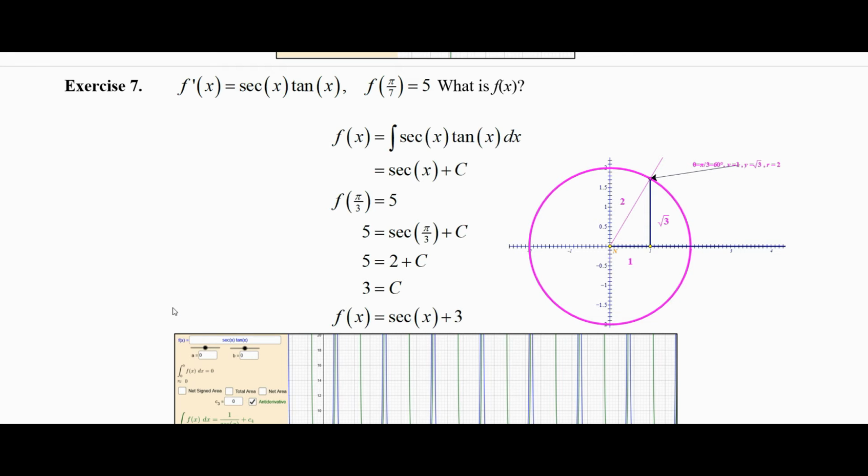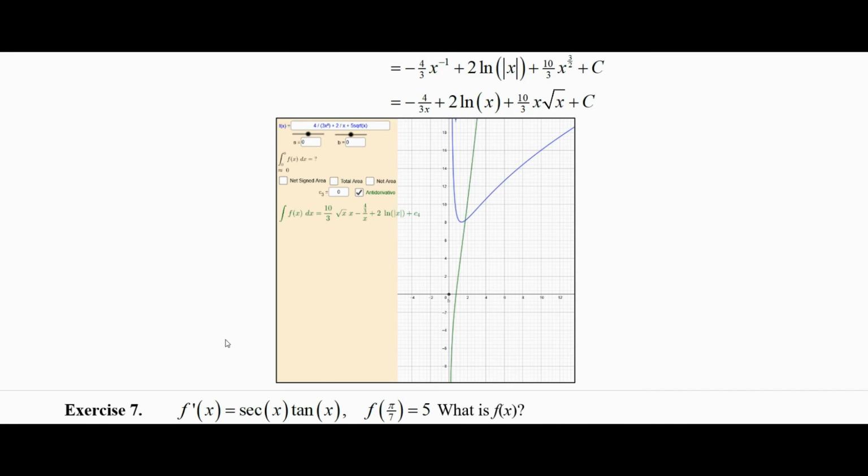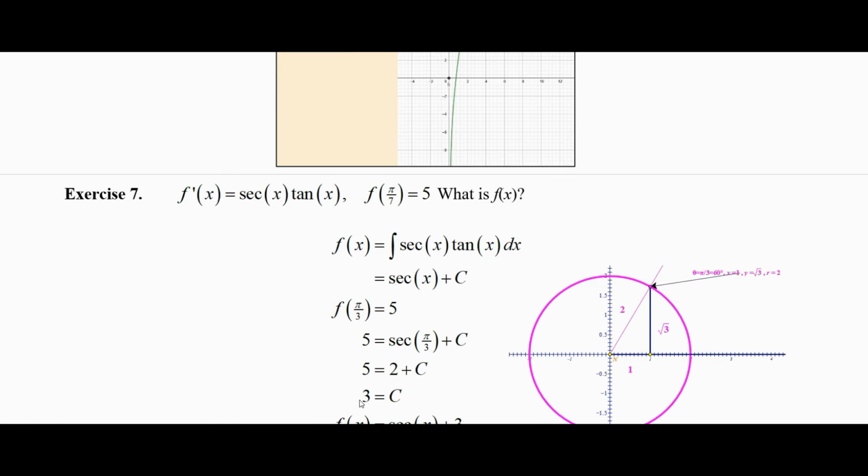Here's another one. F prime of x equals secant x times tangent x. F of pi over 7 is 5. What is f of x? So this is our second type of integral problem where we want to find a specific antiderivative. So f is a specific antiderivative of this f prime, and we have an initial condition that is one point on the function f. So we'll start by finding the family of antiderivatives.